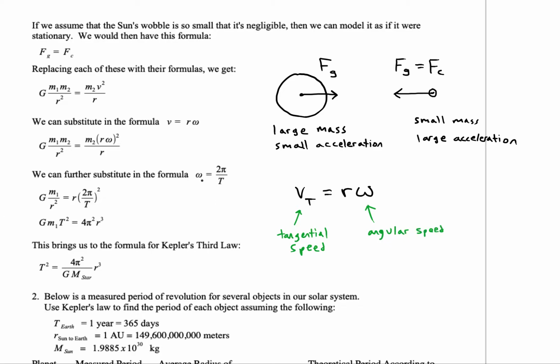But we can substitute in that omega equals 2 pi over T, the period. And when we square that and do all those substitutions, we finally find a relationship between the period of a planet's orbit and the distance of that planet to the star that it's revolving around, and it involves the mass of the star that's exerting the force as well. And that's Kepler's third law.